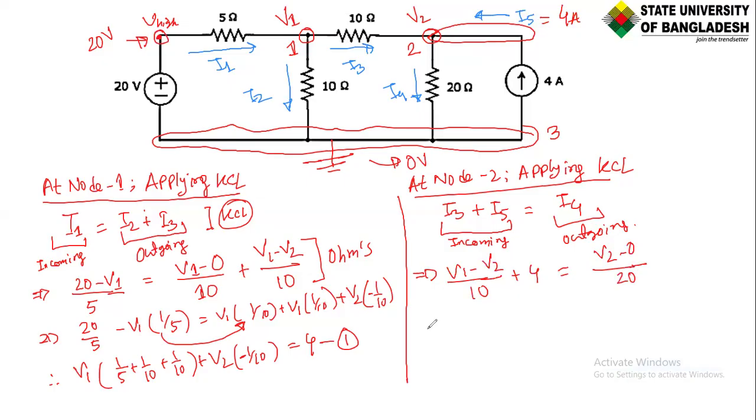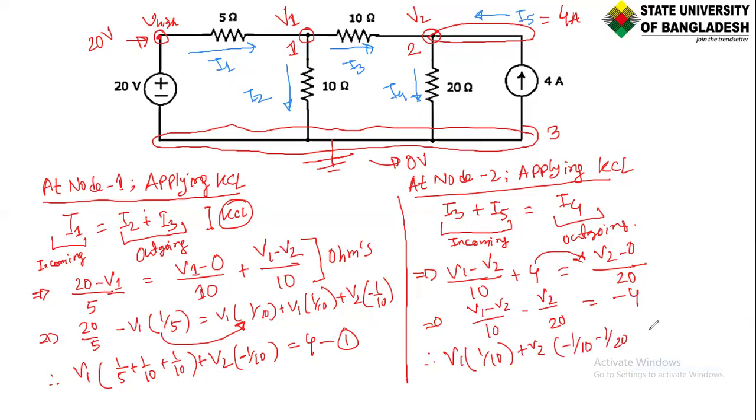Now we will solve it. Let's put it in that part: V1 minus V2 over 10 minus V2 over 20, and put that 4 in the right hand side. Since the side is changing, the sign will be changed. From plus it will be minus. Now make the variable common. So V1, we can write 1 over 10, and for V2, we can write minus 1 over 10 minus 1 over 20, equal to minus 4. So this is the second equation we have found.